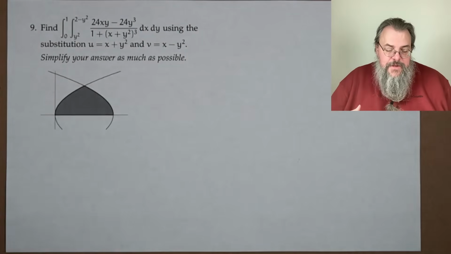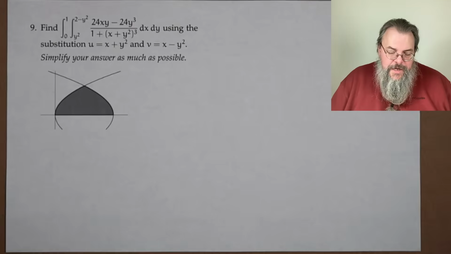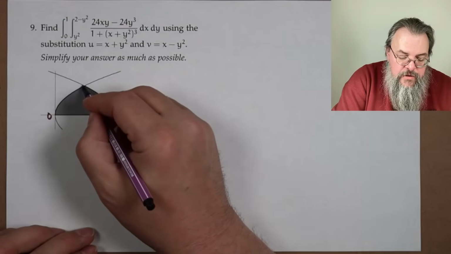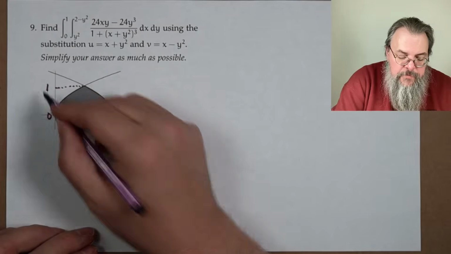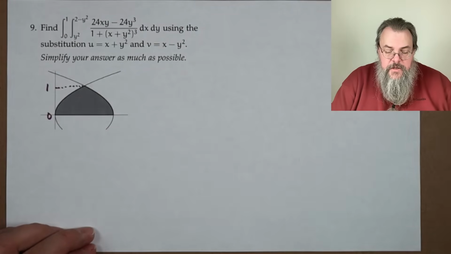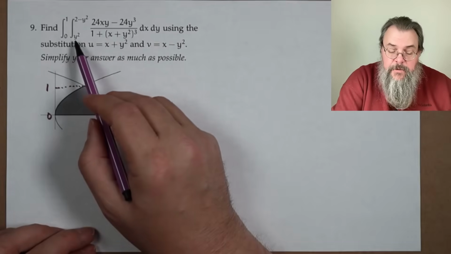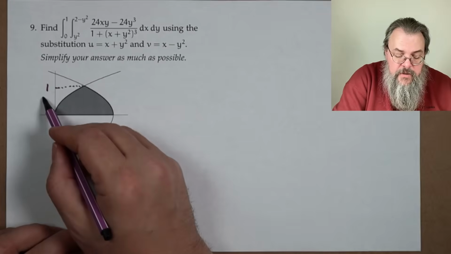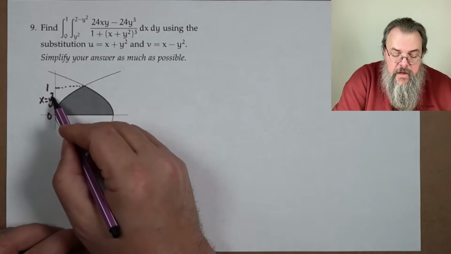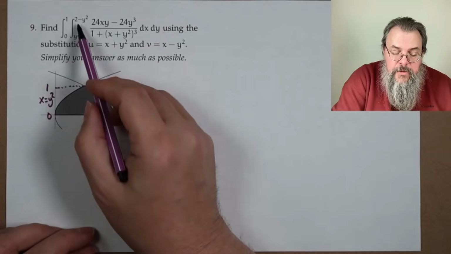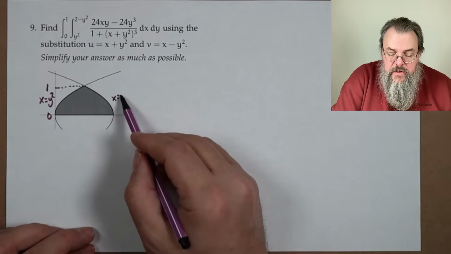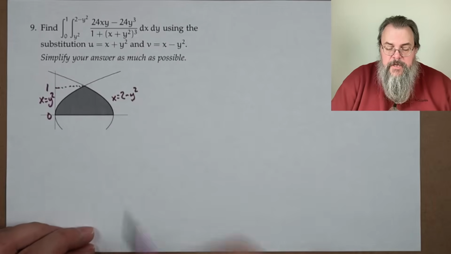Now, it looks like they've given us the picture. Good for them. I appreciate that. And we can sort of understand now what's going on. So we see we're going from 0, and then this will be up here at 1. And then we have our curves. Now here, this is x equals y squared. So that's this curve here, x equals y squared. And then we have x equals 2 minus y squared, which is this curve on the other side. So x equals 2 minus y squared.